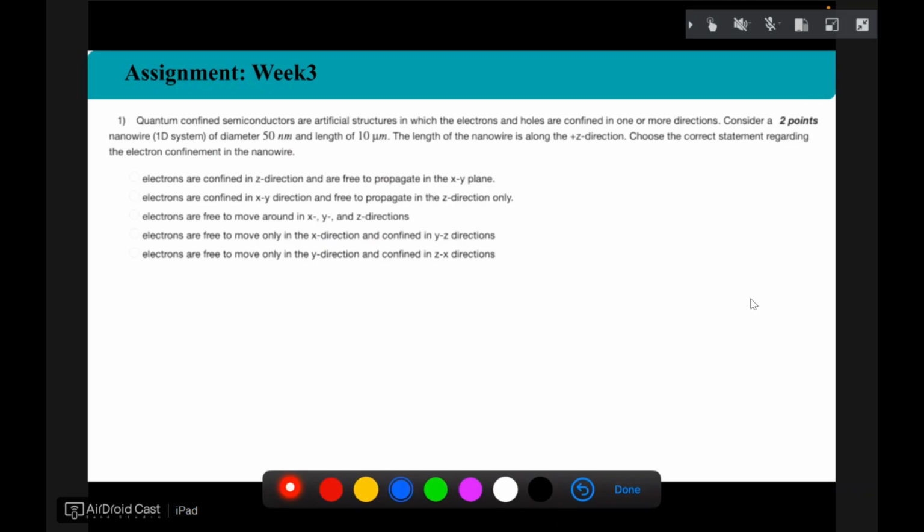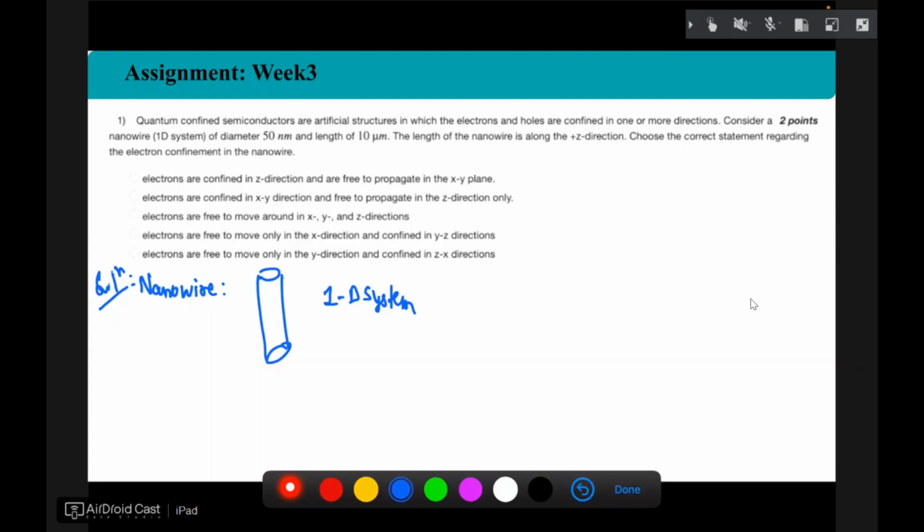The first question is: quantum confined semiconductors are artificial structures in which the electrons and holes are confined in one or more directions. Consider a nanowire, a 1D system, of diameter 50 nanometers and length 10 nanometers. The length of the nanowire is along the z direction. Choose the correct statement regarding the electron confinement in the nanowire. So it is given that it is a 1D system.